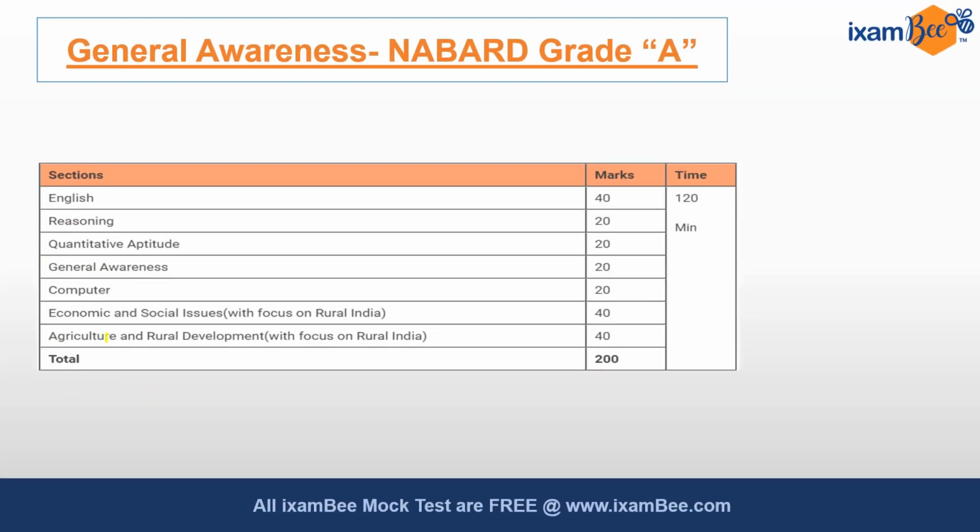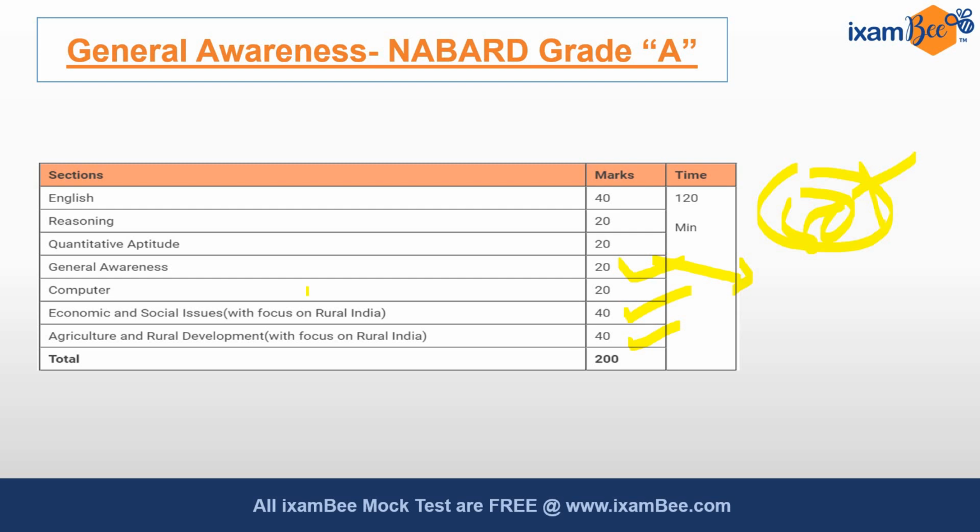So before starting up, we need to see what the exam pattern is, and I hope you are already aware of it. General awareness consists of 20 questions, 20 marks, ESI 40 questions, 40 marks, and ARD, that is agriculture and rural development, 40 questions and 40 marks. The beautiful thing about NABARD Grade-A is that the weightage for general awareness is less. That means you do not have to cram a lot, unlike other exams where general awareness consists of 80 marks and above. Here at NABARD Grade-A, you only have to remember stuff for 20 marks only.